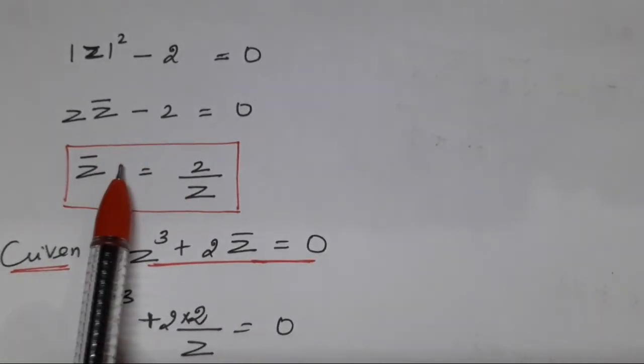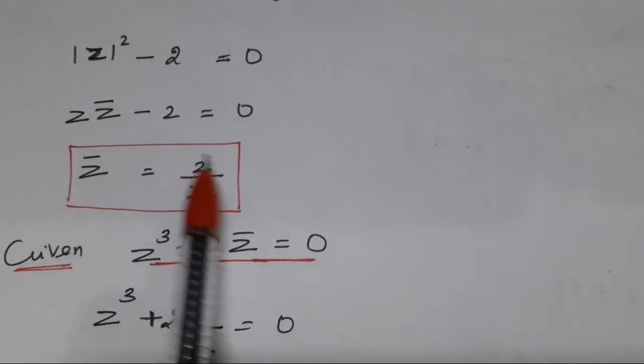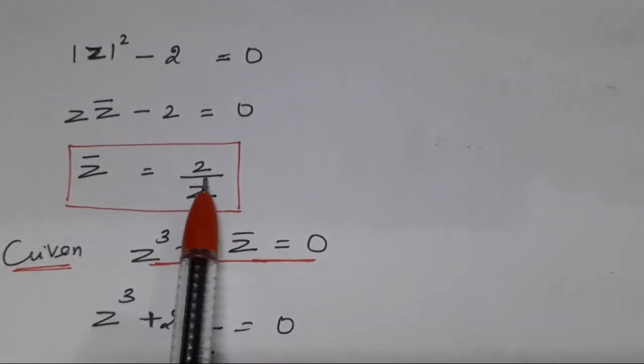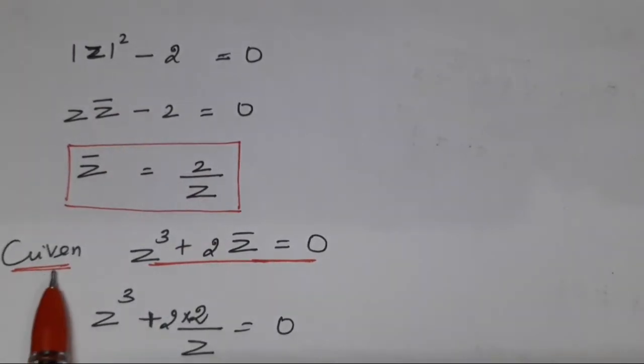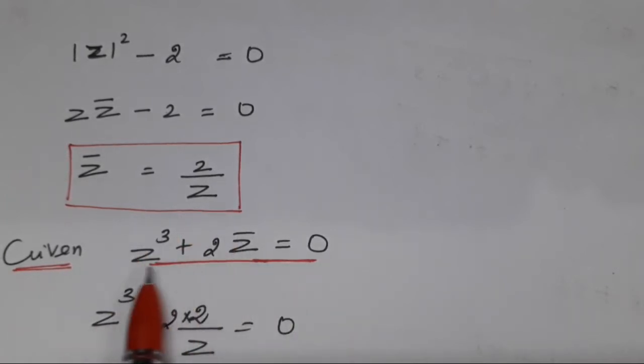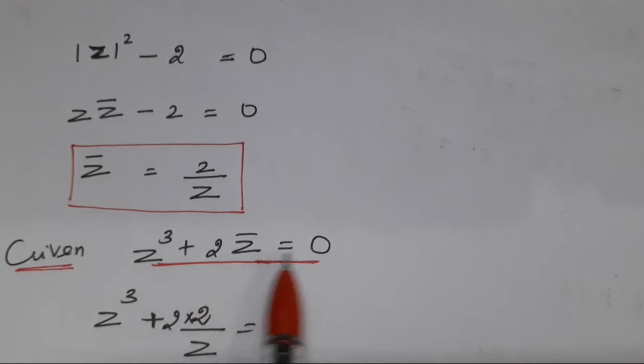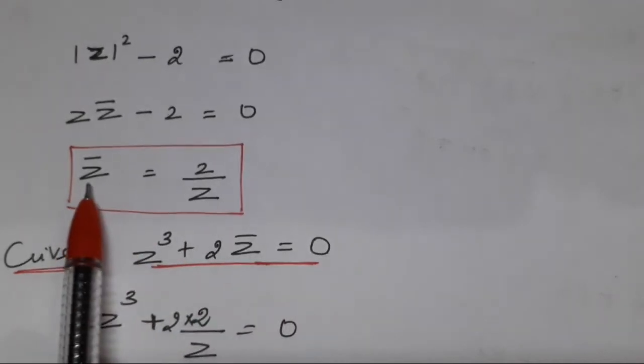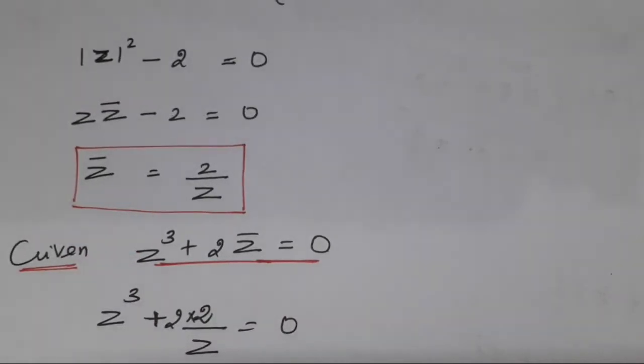Now z bar equals what? Z bar equals 2 by z. What is the given equation? Z cube plus 2 z bar equals 0. Now we find the value for z bar.